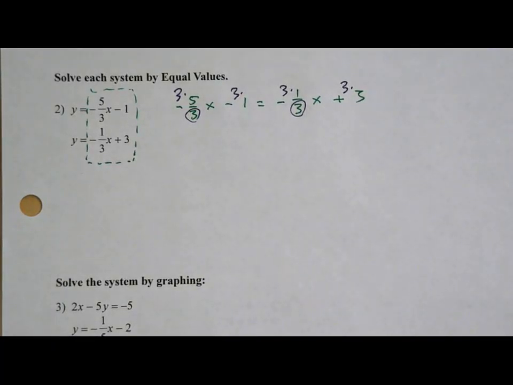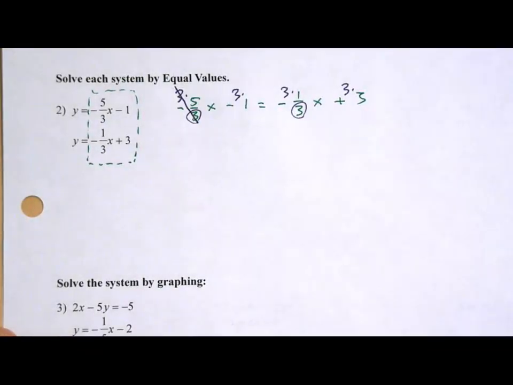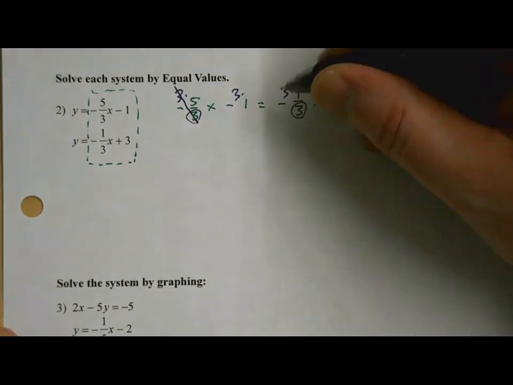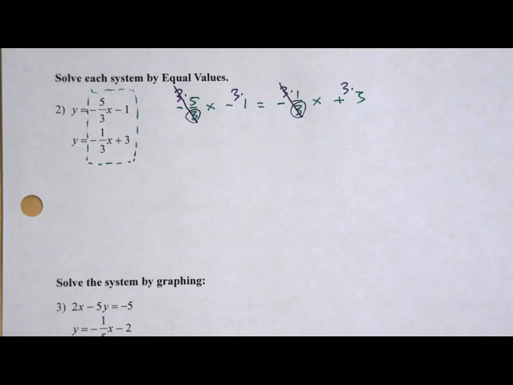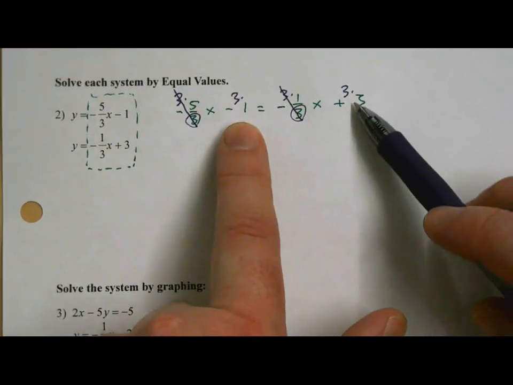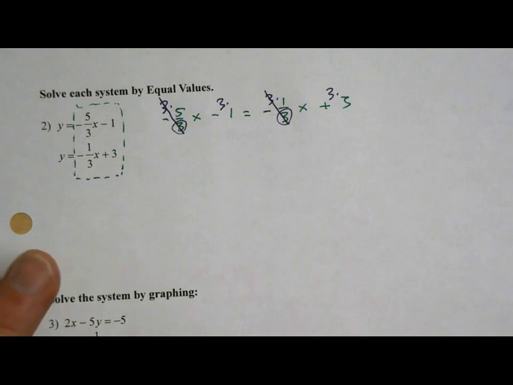Because when I have multiplication by 3 and division by 3, like there, they cancel. Multiply by 3, divide by 3, those cancel. Now these other 3's don't cancel because there's no division for me to cancel them with. So after I've done that, my equation doesn't have any more fractions.